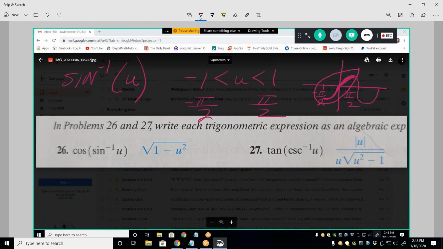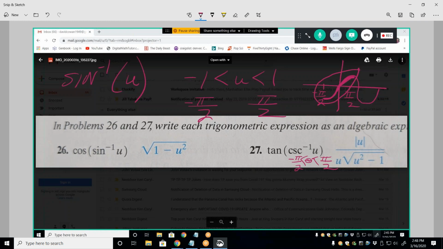So the same thing applies to cosecant. So the inverse cosecant only goes from minus pi over 2 to pi over 2. Okay? And that's why this works. Yeah. This is exactly why this answers the question.